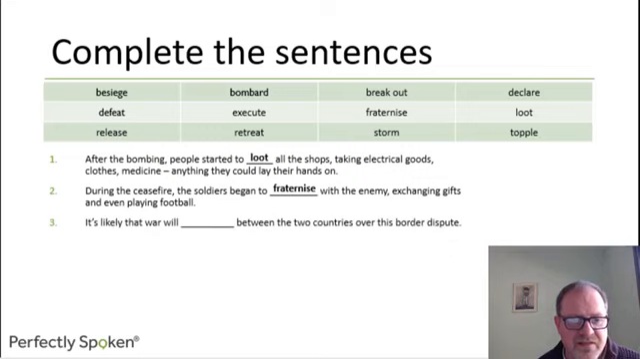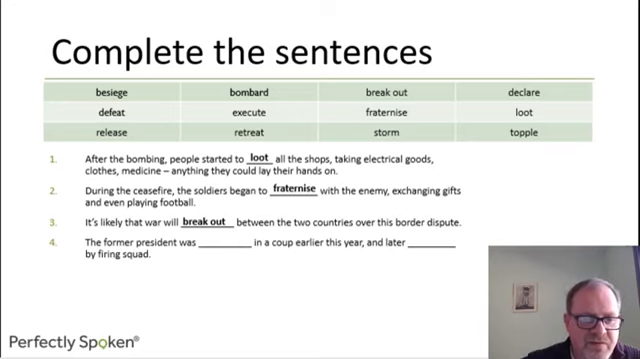Number 3. It's likely that war will something between the two countries over this borders dispute. It means that war will start suddenly. Again, this is something that happens quite often, particularly in places like Africa and so on. The border between, for example, Somalia and Ethiopia and Djibouti and these places, there's constant fighting. So it's likely that war will break out, will start suddenly, break out.